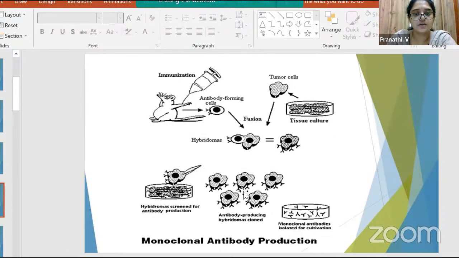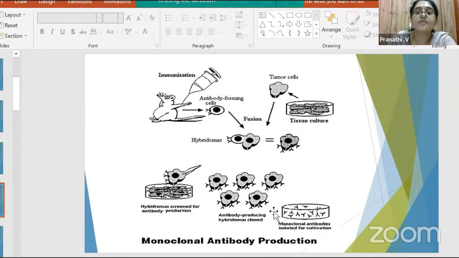You've got a good picture of the same thing in your textbook, you can just have a look at it. Myeloma cells that fuse with other myeloma cells all die in the HAT medium as such. It is only the B cells that fuse with the myeloma cells, because B cells and B cells also do not fuse together. So they all die eventually. It is only the fusion of the B cells with the myeloma cells that is taking place.